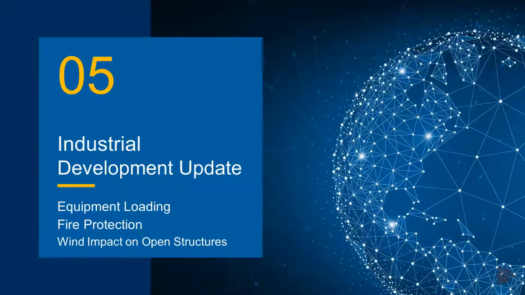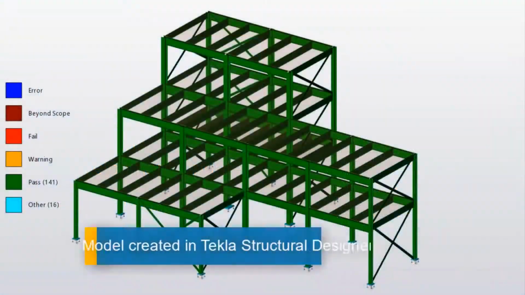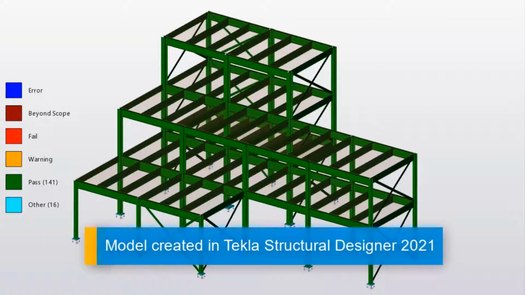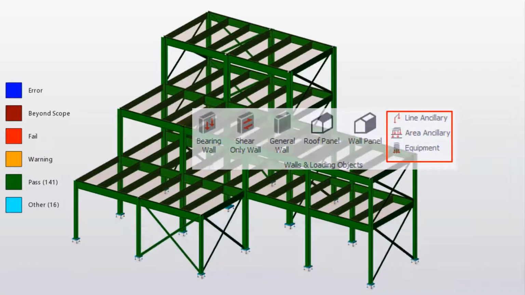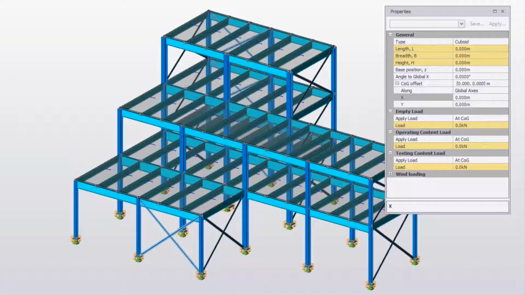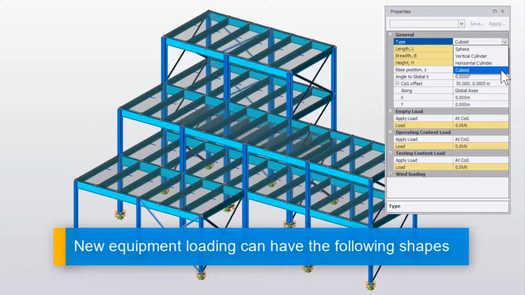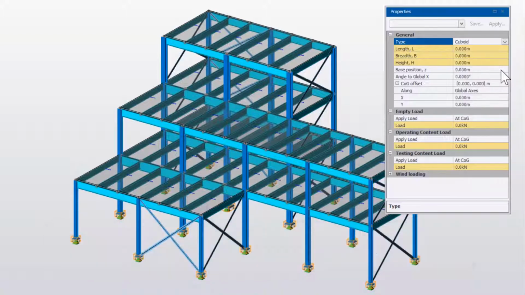Brand new features in the industrial development, but these features can be used on any type of structure or model. Equipment loading. A new option has been added to Tekla Structural Designer in the modeling of equipment and loading objects. Equipment loading can have the following shapes: sphere, vertical cylinder, horizontal cylinder, and a cuboid.